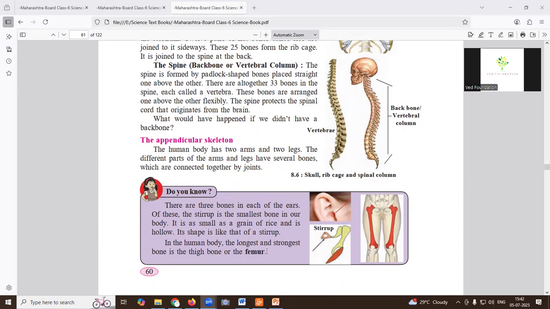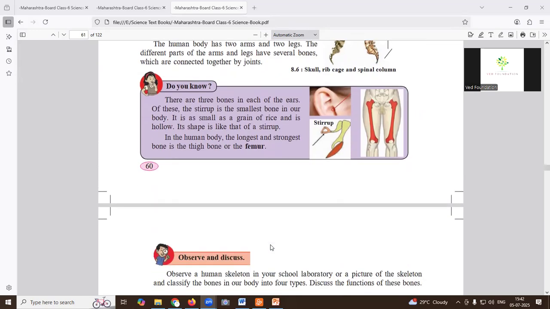In the human body, the longest and strongest bone is the thigh bone or the femur. The longest and strongest bone in the human body is the thigh bone. And the name of this thigh bone is femur. Femur is the longest and strongest bone in the human body.